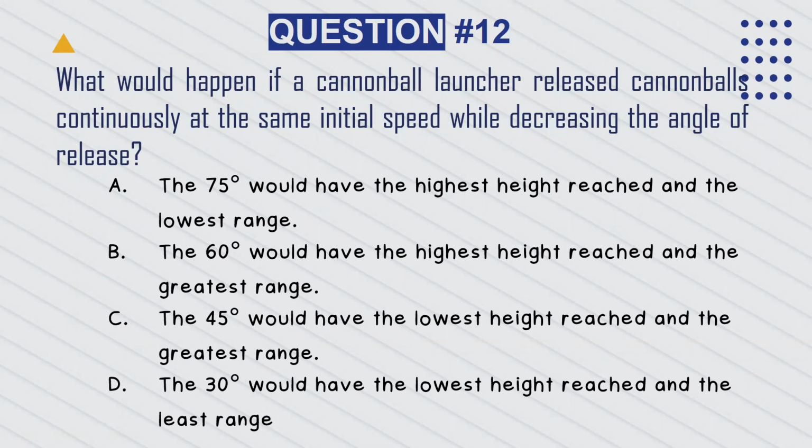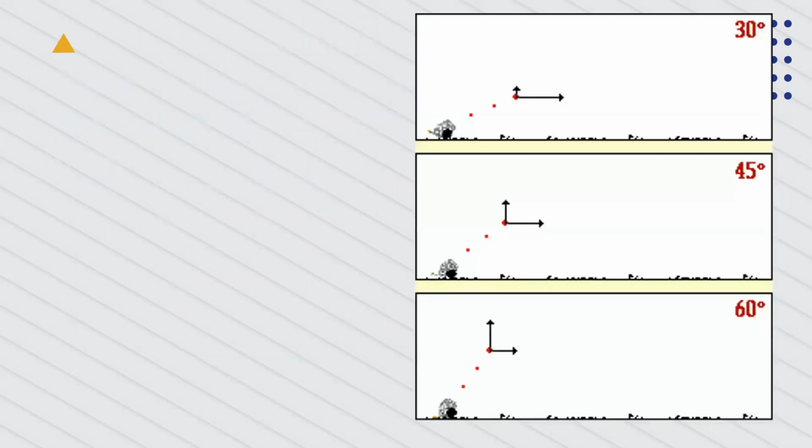So let us look at this short animation to better understand how it looks like. Okay, so the first one shows the 30 degree angle. The second one shows 45 degree angle. And the third one shows the 60 degree angle. So based on the maximum height, which among the three is at its maximum or the highest vertical? Okay, so the answer is the 60 degrees.